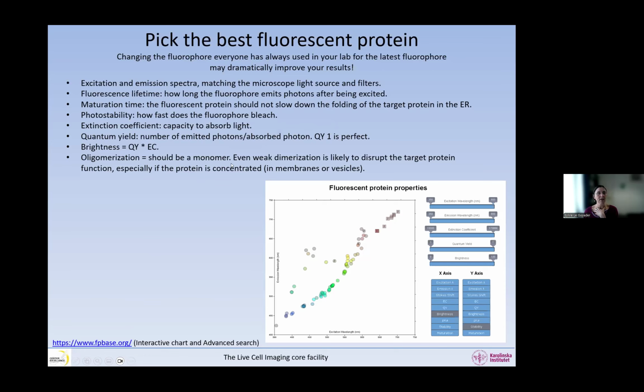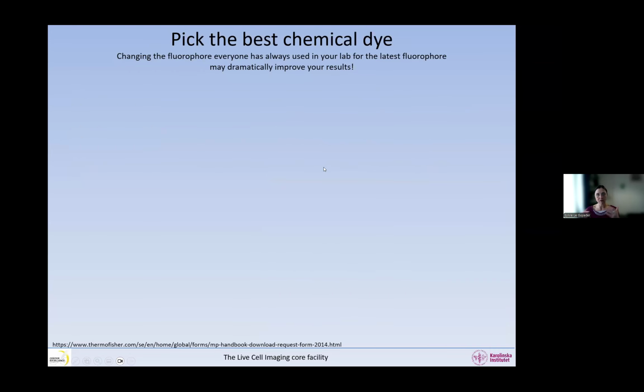So you should go and check if your fluorophores are monomers. And this is especially true if the protein of interest is concentrated in vesicles and membranes, where you have a higher risk that the fluorophores come together.